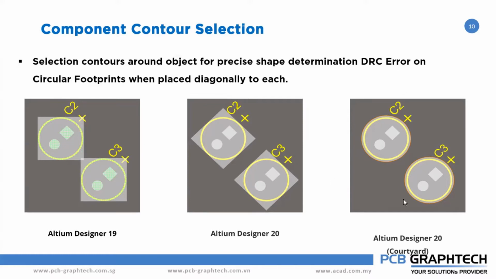Now the latest is Altium Designer 20, where we have introduced a new feature called the courtyard. There is a layer called the courtyard layer, which can be added to your component. Using this layer, the component appears in the shape of that component, so it reduces the spacing further. It minimizes the spacing and avoids the violations we get in the other releases.